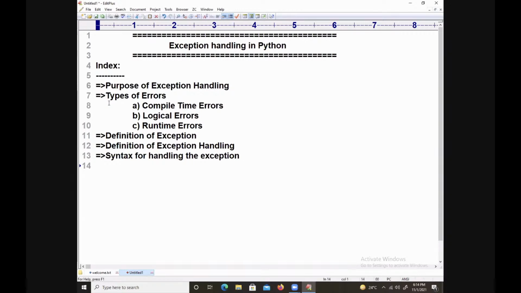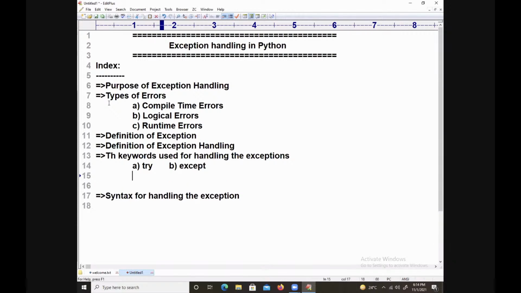Okay. And next we are going to understand the keywords. There also I will write it. The keywords used for handling exceptions. What are the keywords we are learning there? Try, I will write side by side. Next, except. And C is called else. Next we are going to talk about else. Now we are talking about finally.